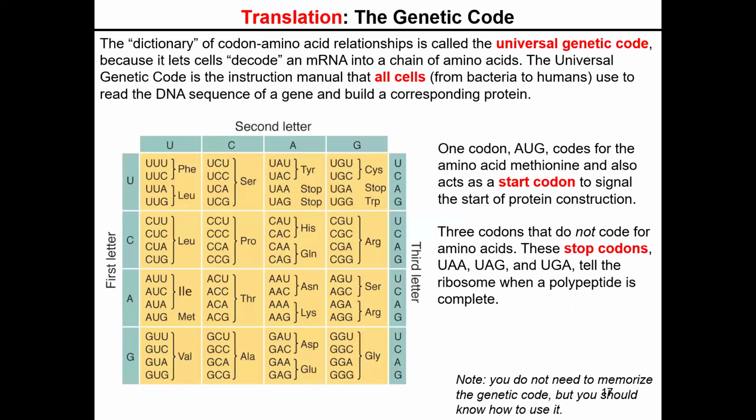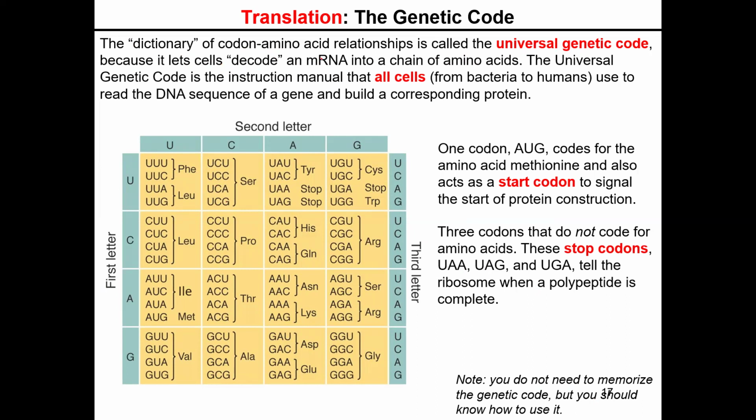So how do we know exactly what codons are going to code for what? So this right here is going to be known as our codon chart. And this is going to be incredibly important because you can see that we have all of these different sets or different pieces of codons, and you can see they're all coding for specific things. So this is going to be the dictionary of our codon amino acid relationship. And again, this is going to be called our universal genetic code because it lets the cells decode the mRNA into a chain of amino acids.